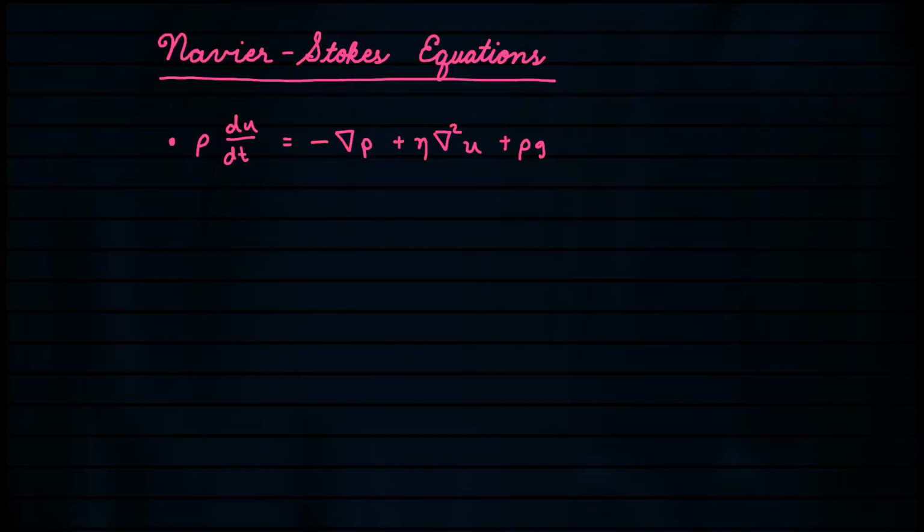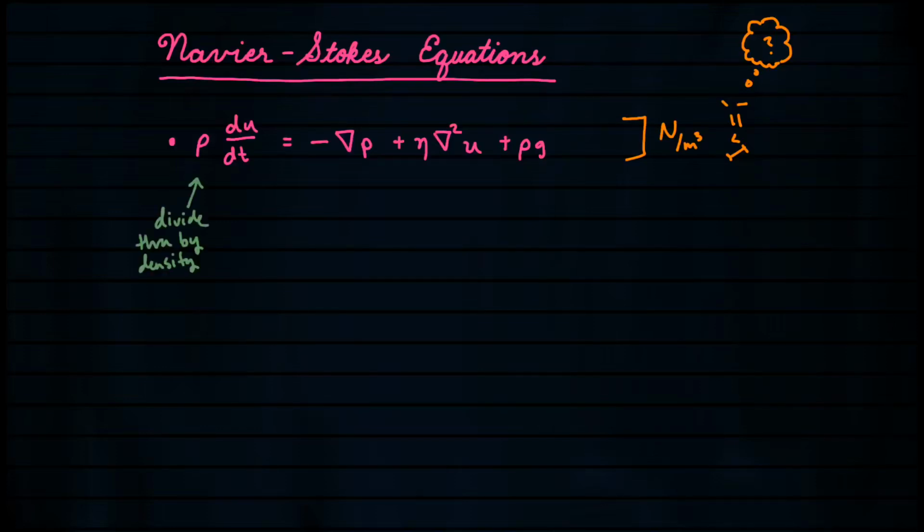Now, as our equation stands, it's not very usable. The reason for that is that it's defined in newtons per meter cubed. So if we're doing physical simulation, it's a lot easier to deal with acceleration. So we need to figure out how we get there. One of the first steps that we can do is divide through by the density. All right, so that's one step.